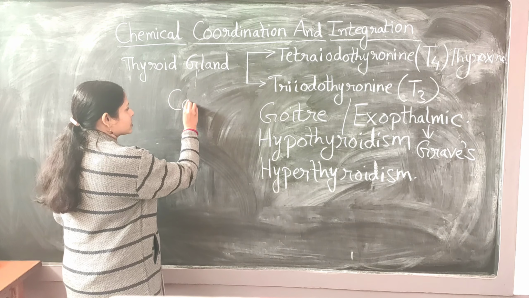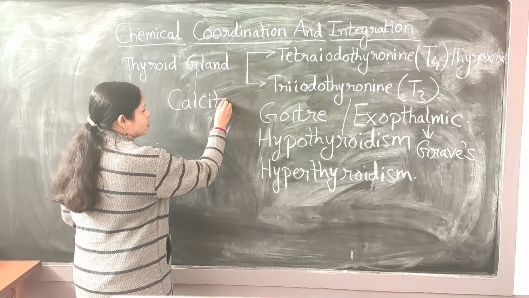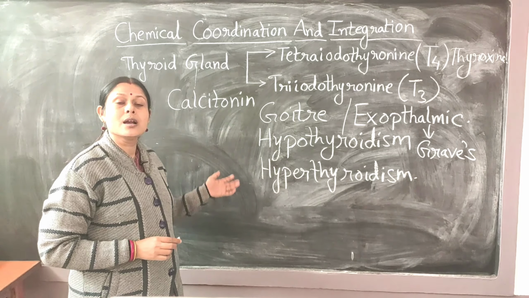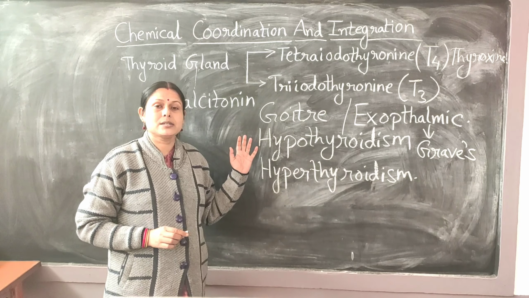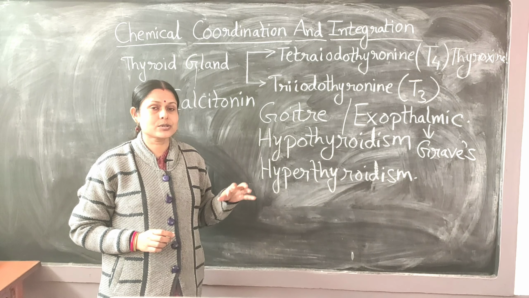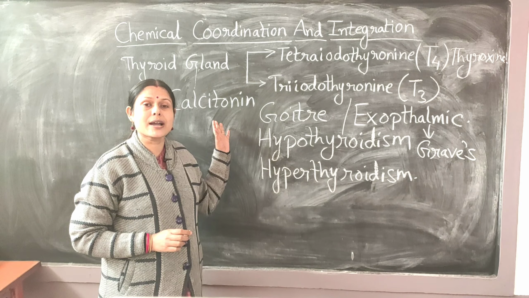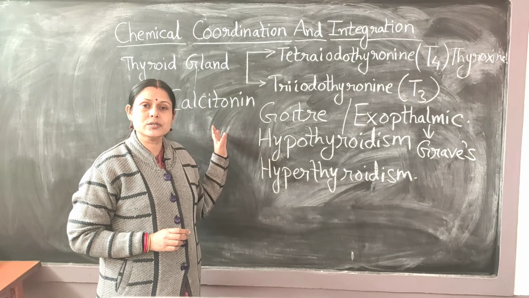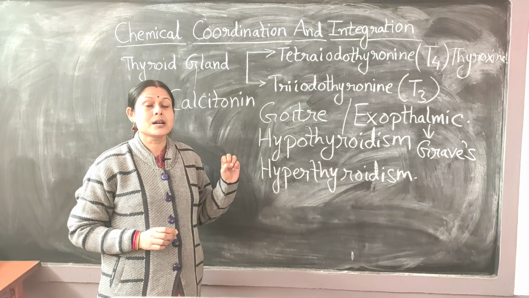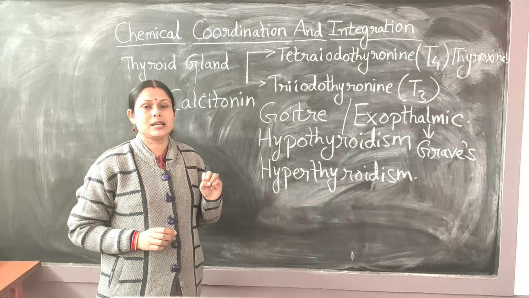So another hormone is called calcitonin or thyrocalcitonin. It is commonly known as calcitonin, but in books you will find it known as thyrocalcitonin, because it is secreted from the thyroid gland. That's why it is called thyrocalcitonin. And what is the function of this thyrocalcitonin? The thyrocalcitonin decreases the amount of calcium ions in the blood.